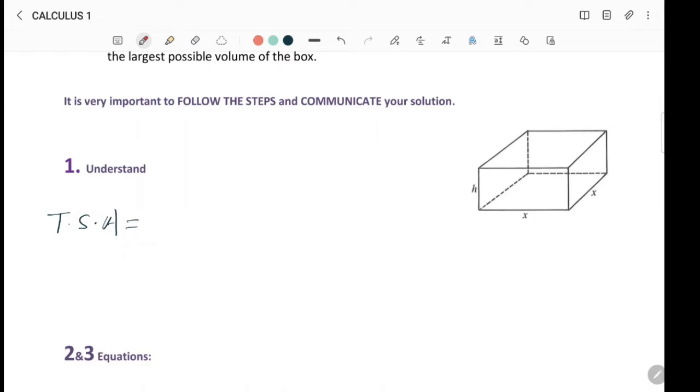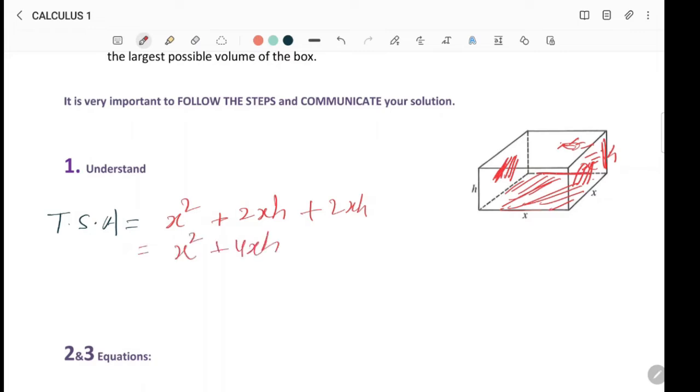Total surface area will be the area of this part, area of this part, area of this part, and backside area also, but not the top one. So x into x, that is x square, but top is not there. Now this side, this is x and this is h, so xh, and this side is also xh, 2xh, right? And this side is x, this side is h, so this side is xh, and similarly the front one is also xh, 2xh.